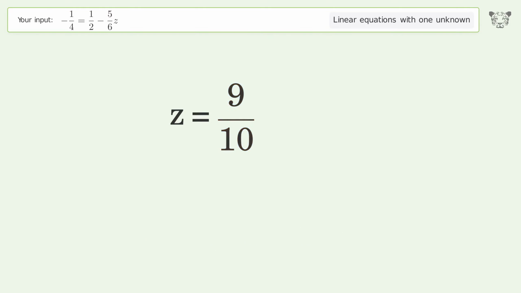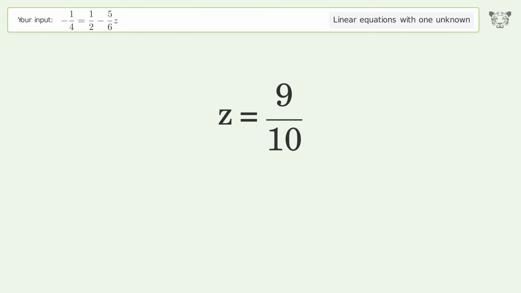And so the final result is z equals 9/10.